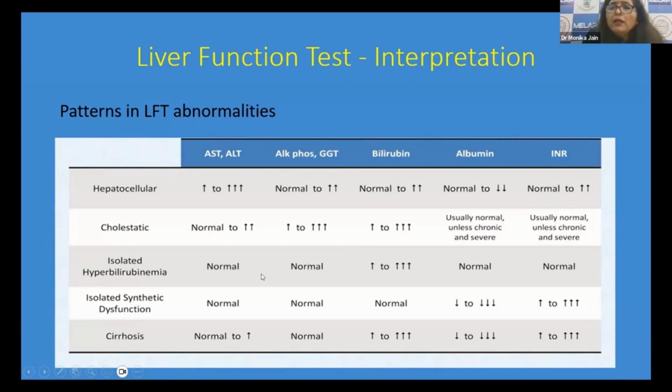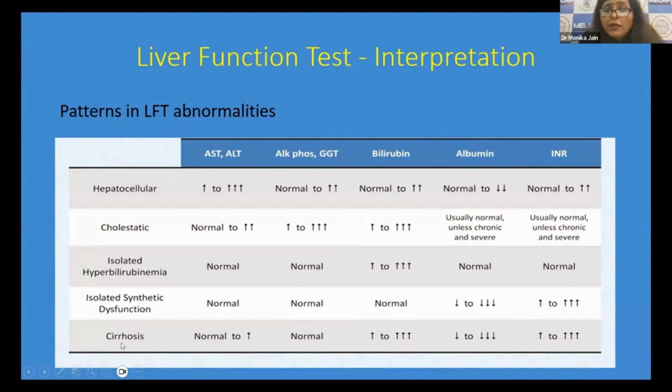Isolated hyperbilirubinemia is one in which only bilirubin is raised, and the rest of the parameters are normal. Isolated synthetic dysfunction is the condition in which only albumin is low and PT, INR is raised, with the rest of the parameters normal. In case the patient develops cirrhosis, ALT may be normal, AST may be normal, alkaline phosphatase may be normal, bilirubin may be normal, or once the patient decompensates, the bilirubin may be high. The only parameters to look at are albumin, reversal of AG ratio, and raised INR. These are the parameters we look at to say that the patient has developed cirrhosis.